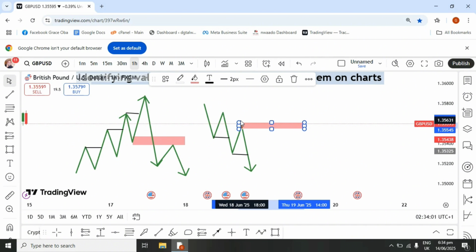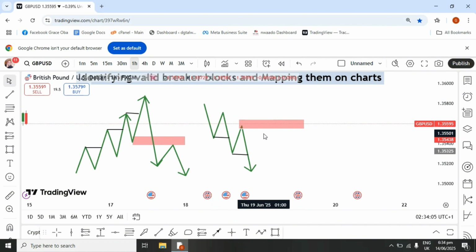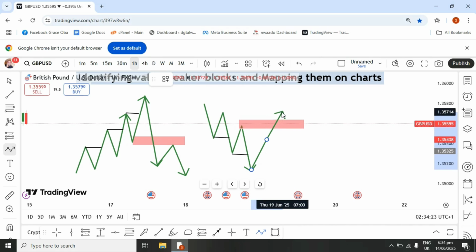Now this bearish order block ceased to be an order block when the price action, instead of rallying here to continue the downward movement, didn't. Instead, it broke through that order block, retraced down, then continued in an upward direction.